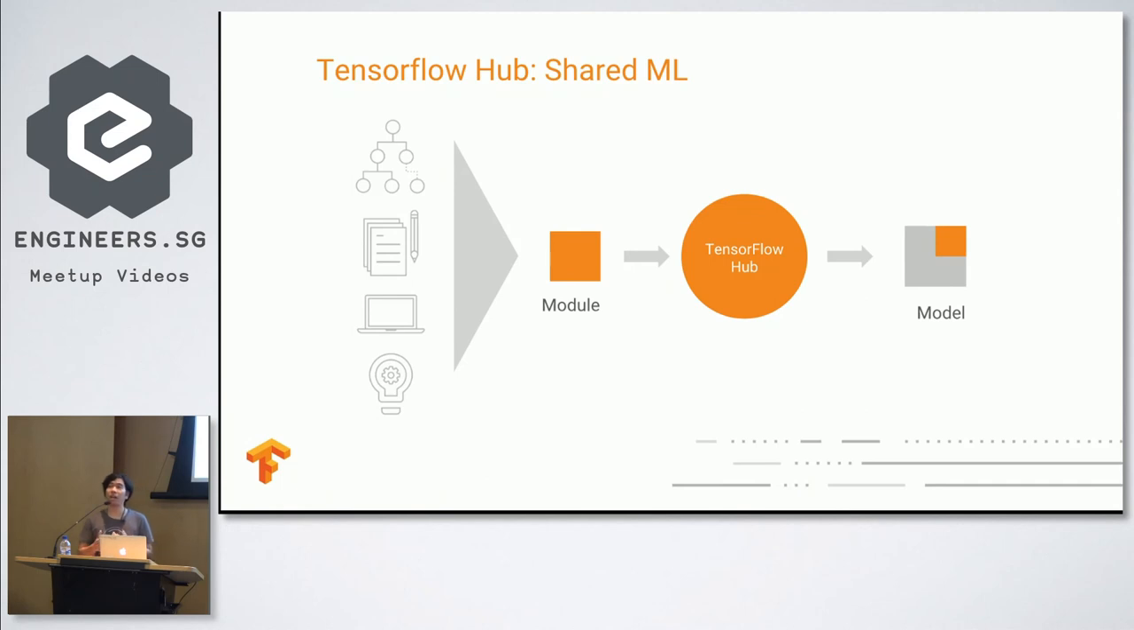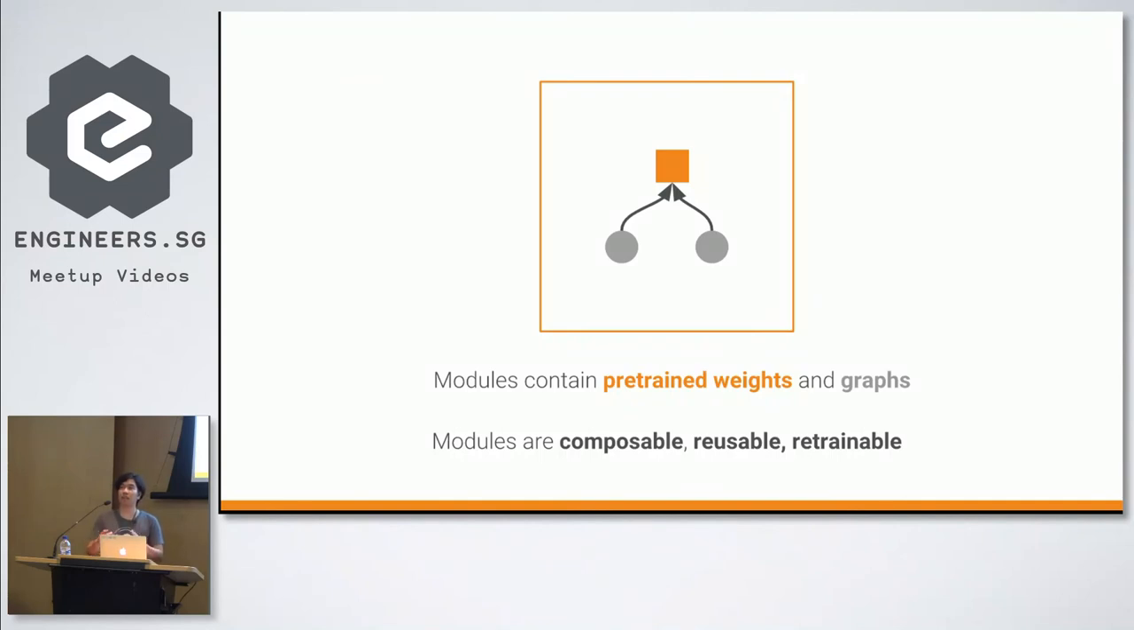They can still do something with machine learning. And one thing I want to point out is that they call this a module, not a model. When you have a model, you have a specific input and specific output, so it's not really shareable. A module is composable, reusable, and also retrainable, which is an important thing. It contains pre-trained weights and the TensorFlow graphs. For those of you who have used Keras, I think the Keras applications, ResNet and so on, are exactly the same thing. That allows you to use a pre-trained model very easily.